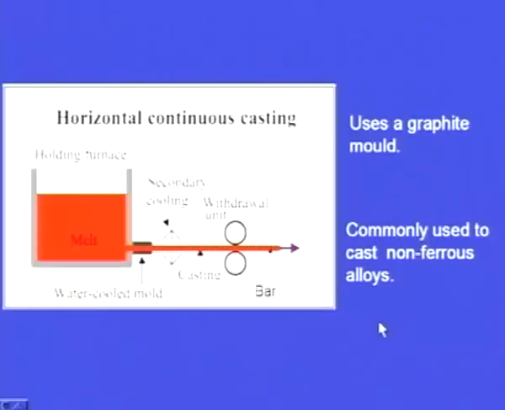Next one, the horizontal continuous casting. This process uses a graphite mold, and this is commonly used to cast non-ferrous alloys. And here is the holding furnace, there is molten metal here, and this is the mold, this is water cooled, and here there is another cooling system, and here we can see as the molten metal is passing through the mold, a bar is generated. So this bar is fed continuously outwards by these rollers. So this is the horizontal continuous casting.